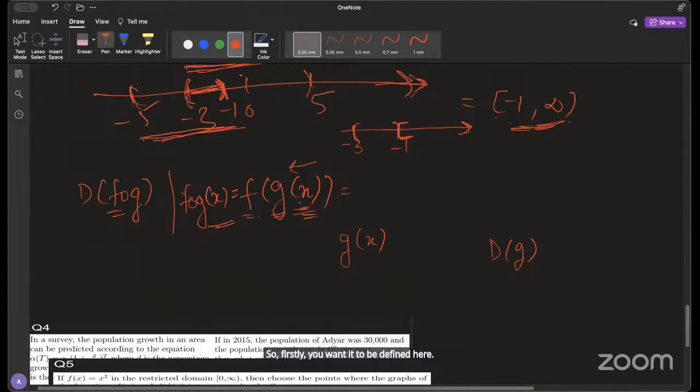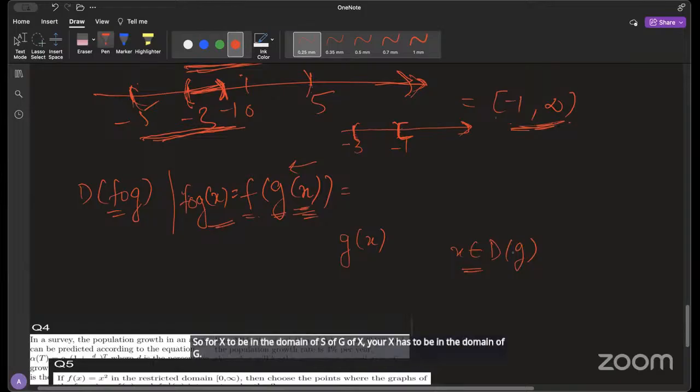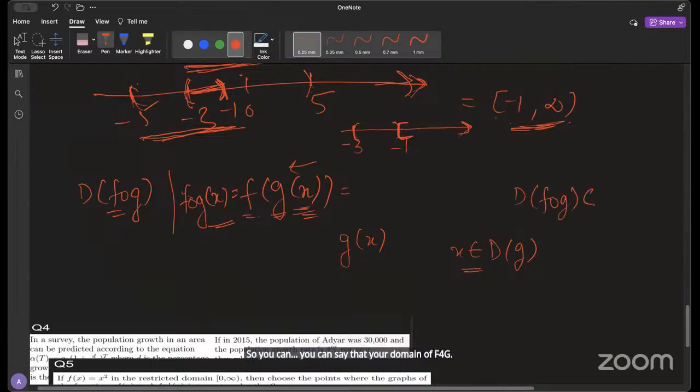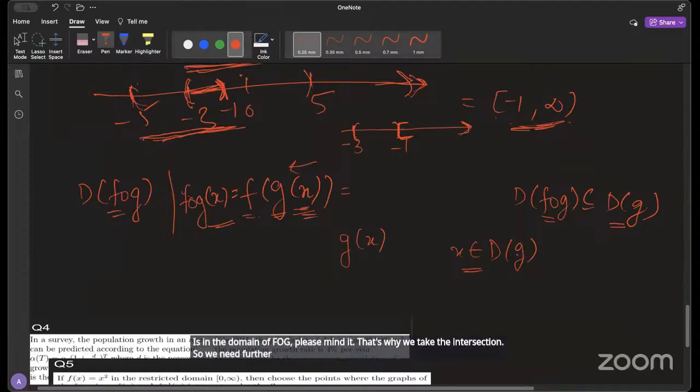Firstly, you want it to be defined here. So your G is to be defined at X, which means your X has to be in the domain of G. So for X to be in the domain of F of G of X, your X has to be in the domain of G. So you can say that the domain of FOG is a subset of the domain of G. Not every value at which G is defined is in the domain of FOG. Please mind it. That's why we take the intersection. So we need further conditions as well. This condition is not enough for X to be in the domain of FOG.